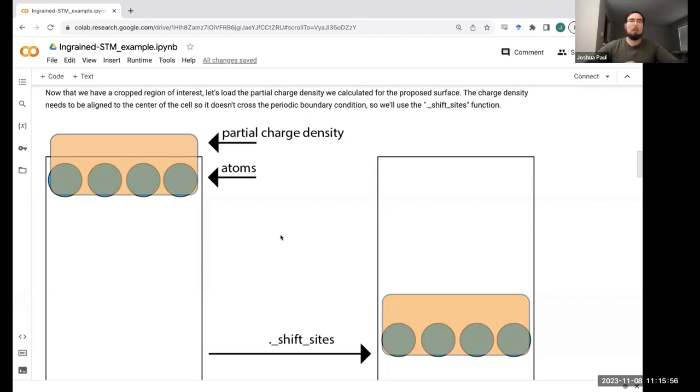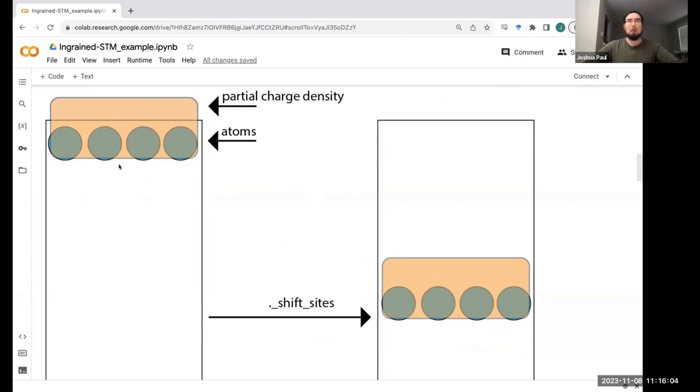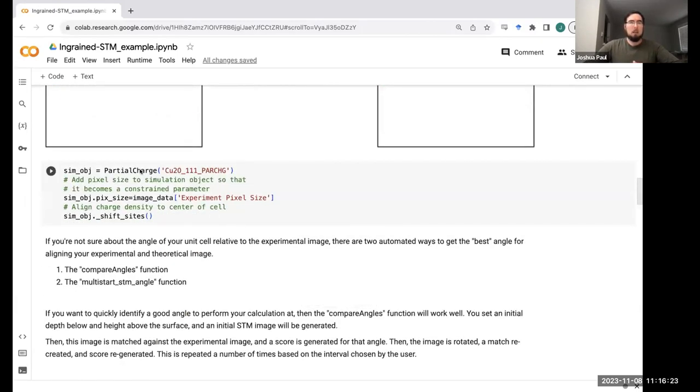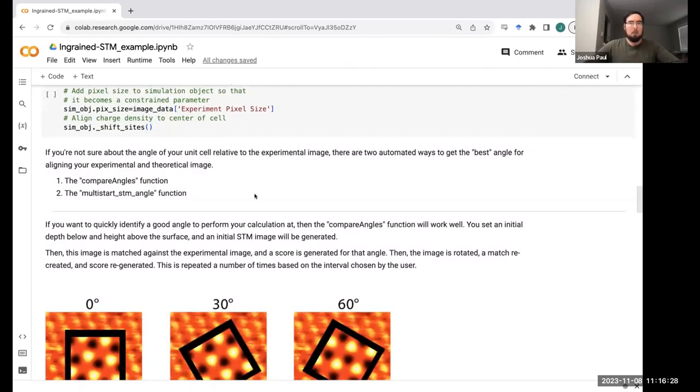Well, one of the issues that can happen is if your surface is close to that periodic boundary condition, that can throw a wrench in optimizing through the parameters, because you go from position 20, 21, 22 to 0, 1, 2, 3. And so you use the shift sites function in order to move the theoretical data from wherever it is in the cell to the center. So that's just done as you can see here. Very simple.